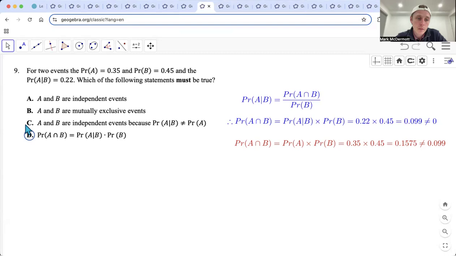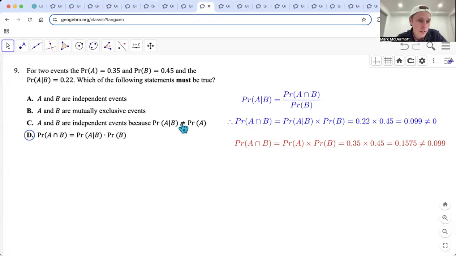Okay. C, A and B are independent events because the probability of A given B is not equal to the probability of A. Okay, this would be a proof for why they are not independent. So that's no good. Yeah, I just wanted to make sure I explained that right. Yeah, so if they are independent, this is true. So it says that this isn't true, so they're not independent. So this sentence contradicts itself. I think it's a double negative situation going on. I wrote the question, I still can't work it out.